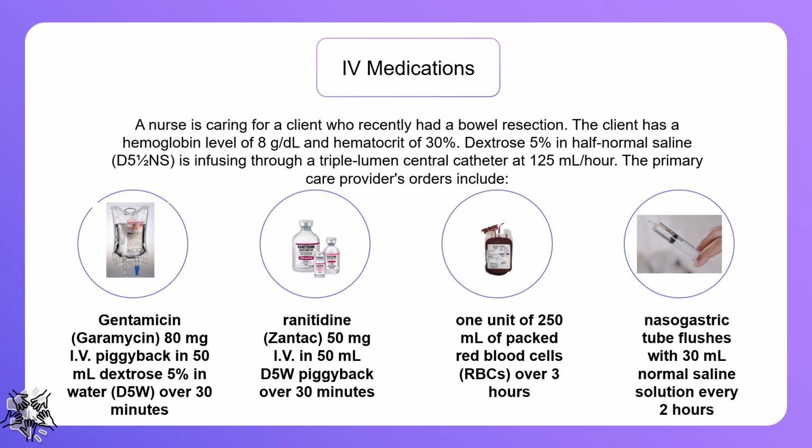1. Gentamicin (Garamycin) 80 milligrams IV piggyback in 50 milliliters dextrose 5% in water (D5W) over 30 minutes. 2. Ranitidine (Zantac) 50 milligrams IV in 50 milliliters dextrose 5% in water, piggyback over 30 minutes. 3. 3 units of 250 milliliters of packed red blood cells over 3 hours. 4. Nasogastric tube flushes with 30 milliliters normal saline solution every 2 hours. If all of the above is infused, how many milliliters should the nurse document as the total intake for the 8-hour shift?